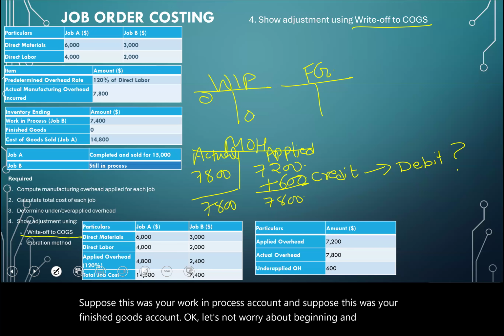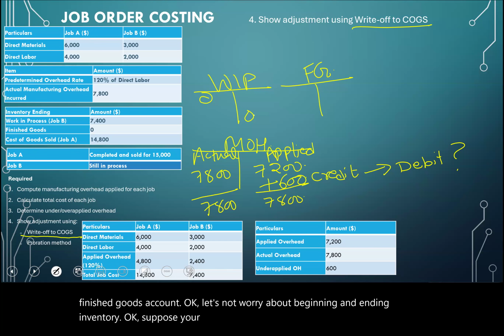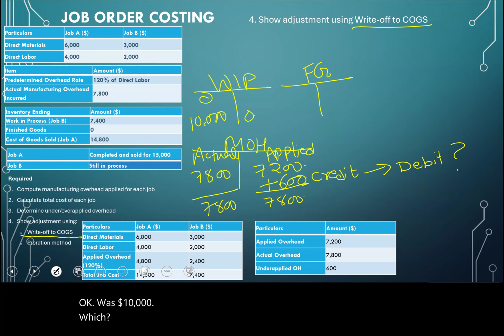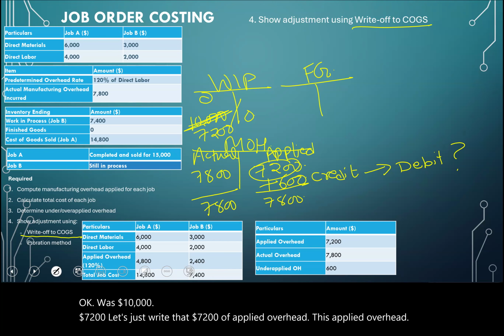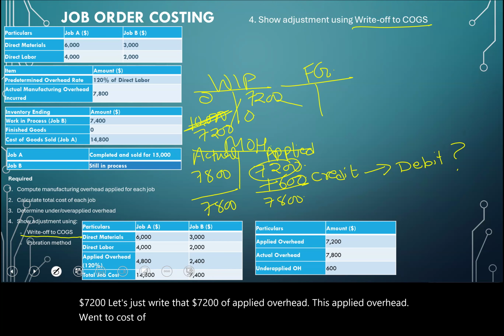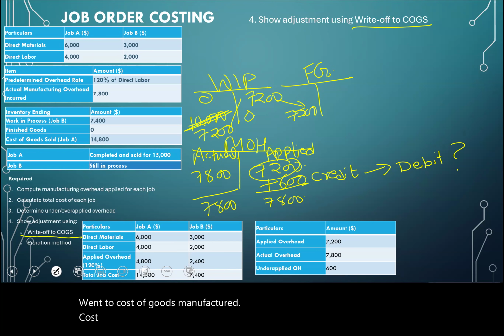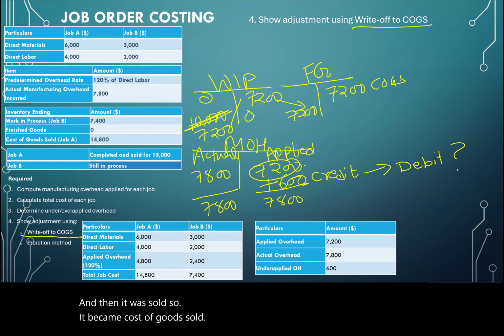Suppose your total manufacturing cost was $10,000, which involved $7,200 of applied overhead. This applied overhead went to cost of goods manufactured. Cost of goods manufactured went here, and then it was sold, so it became cost of goods sold. After the year is over, you realize that that number actually... I lost my cursor.